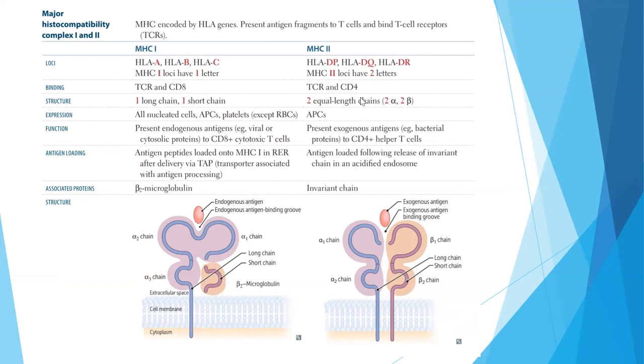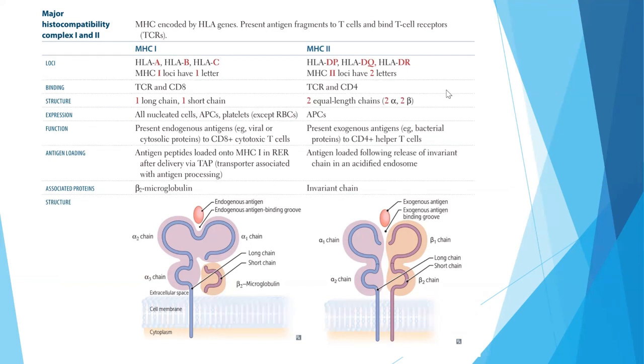The binding of the MHC1 molecule is through the TCR, that is the receptor, and CD8, whereas for MHC2 it is CD4. So you just need to multiply that. 8 times 1 is 8, and 2 times 4 is 8. So you just need the number 8. That's how we remember this.